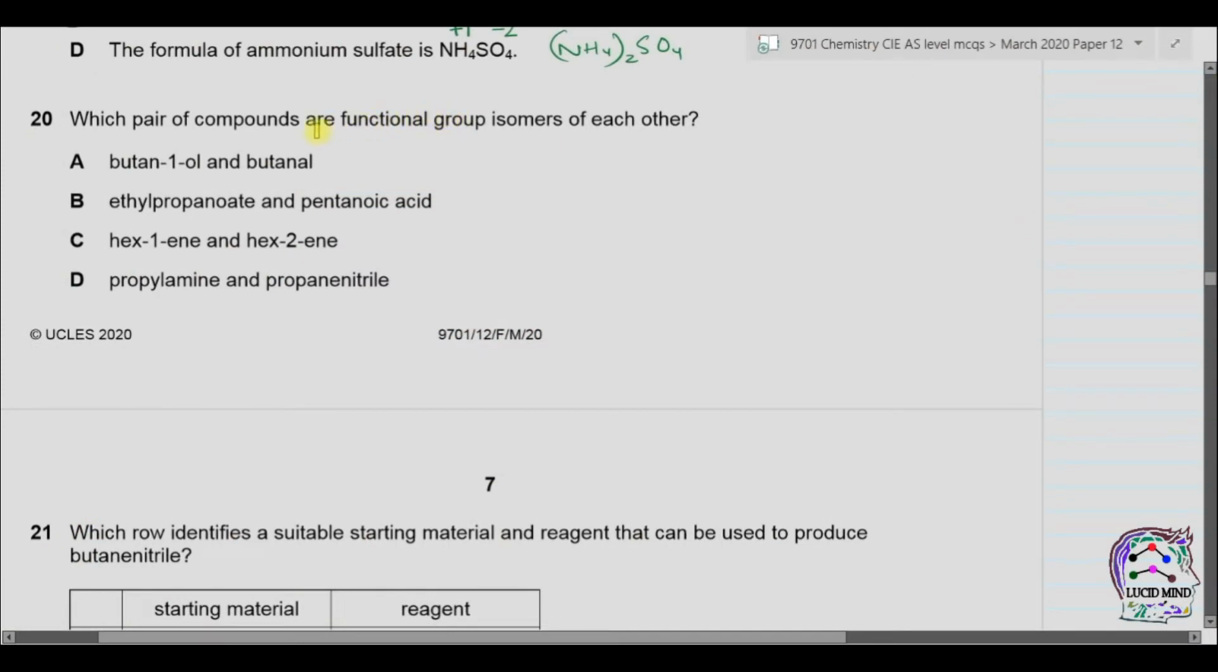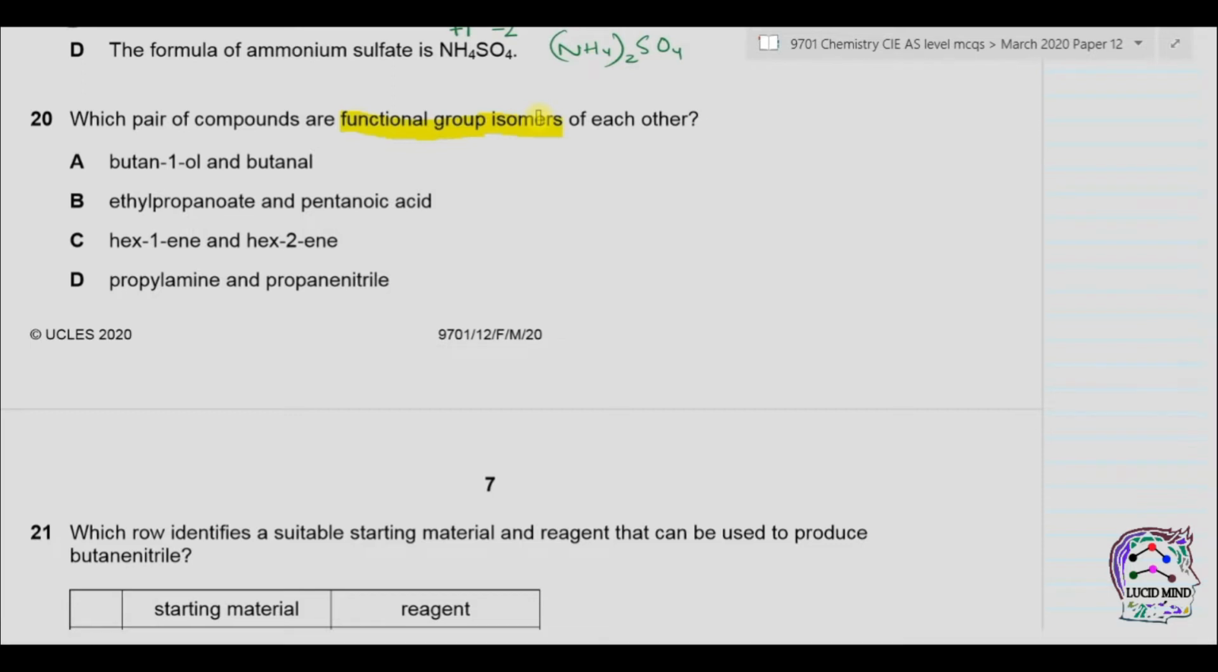Question number 20. Which pair of compounds are functional group isomers of each other? Now, what is a functional group isomer? Functional group isomers are basically those compounds that have the same molecular formula but different functional groups involved.